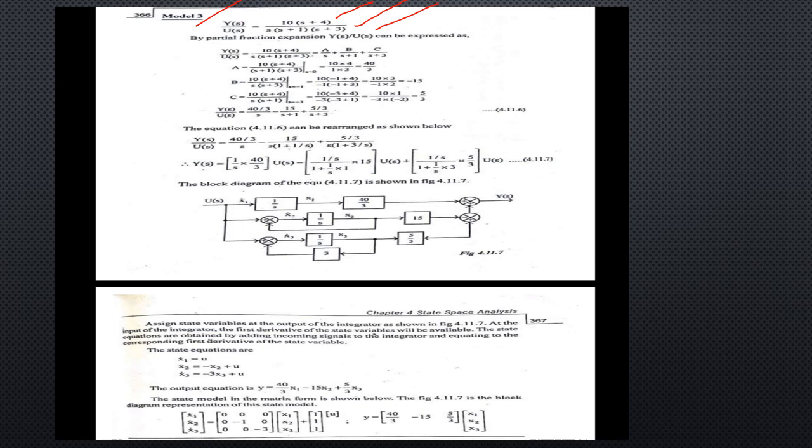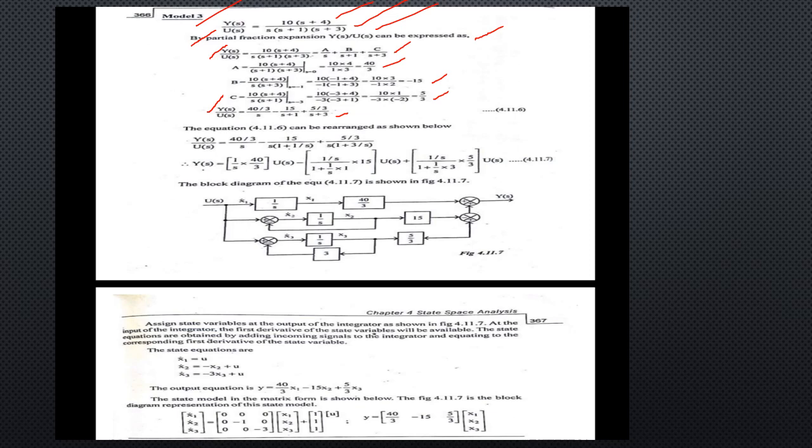First of all, take the partial fractions for the given transfer function. By partial fraction expansion, the transfer function can be expressed as Y(s)/U(s) = 10(s+4)/(s(s+1)(s+3)) = A/s + B/(s+1) + C/(s+3). Solving, we get A = 40/3, B = -15, C = 5/3. Substituting in the transfer function, Y(s)/U(s) = (40/3)/s - 15/(s+1) + (5/3)/(s+3).